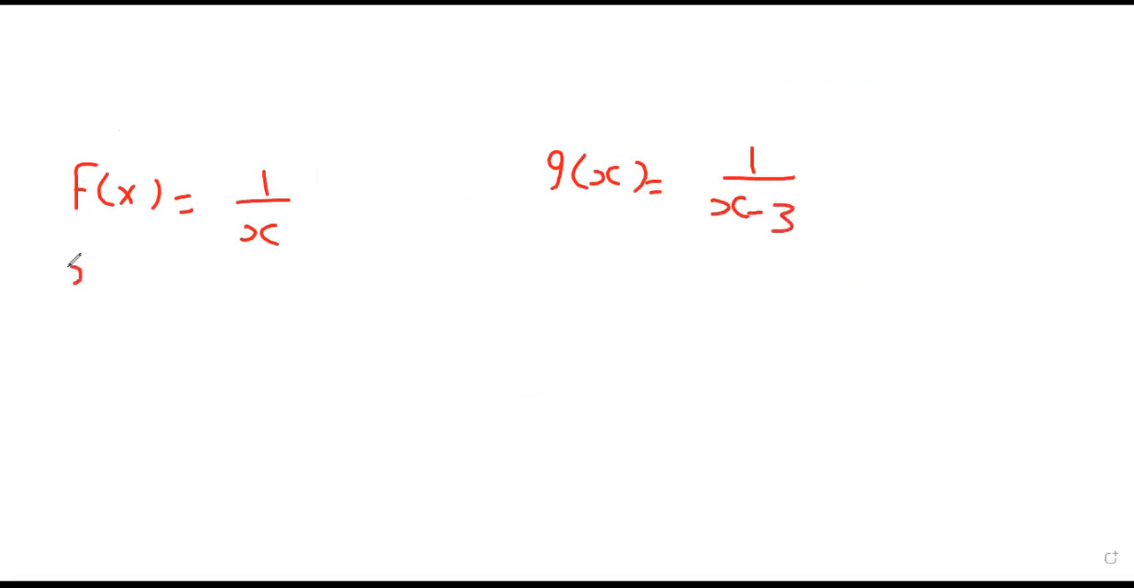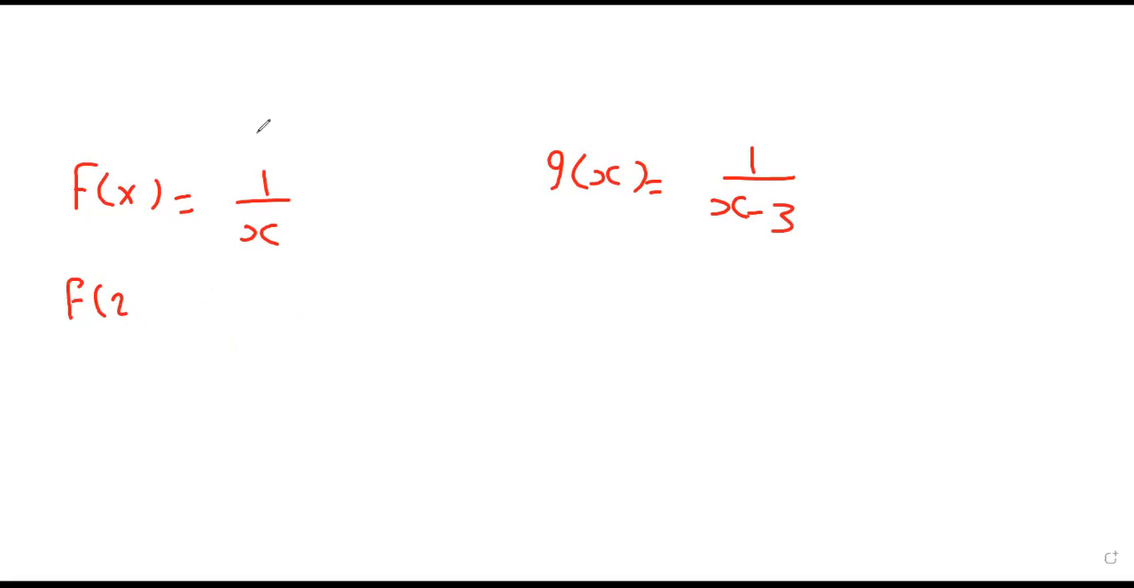What if I ask about g of 2? What is the meaning of g of 2? To find the value of the function when x equals 2. So it's 1 over 2 minus 3, which will be 1 over minus 1. What if I ask you about f of 2? f of 2 will be 1 over 2, which is half. Because we have two functions, f of x and g of x.